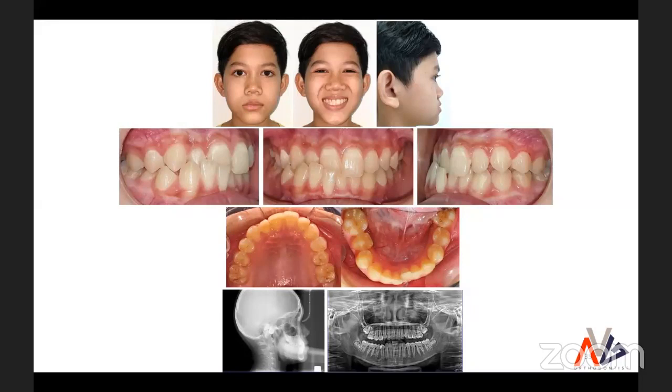Lower anteriors. Okay. I think there's a problem with your network, but that's fine.